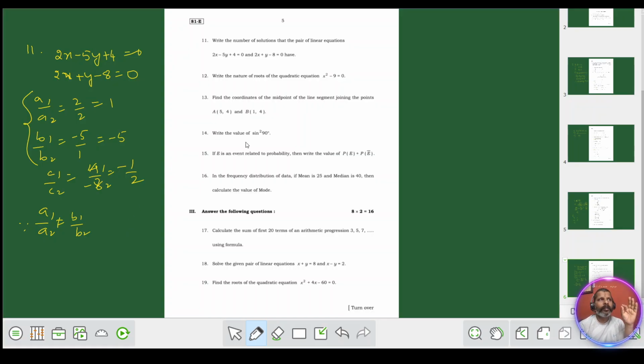I always tell, from the linear equations in two variables chapter, go and see my videos. I have already completed the full exercise, chapter, concepts, introduction, everything I have given. There is a table which you need to remember. 3 ratios, 9 points you have to remember. Among that, any one will be asked as a 1 mark question.